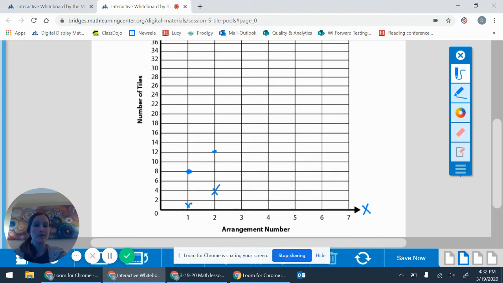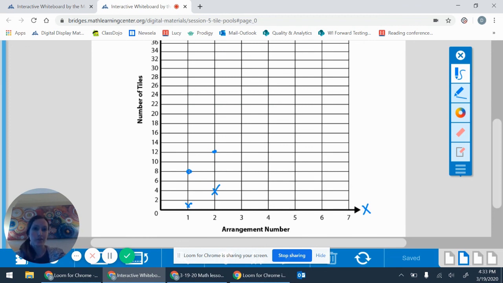Awesome. I'm hoping you are following along. If at any point you need to pause the video, you can always do that. Your job now is to finish graphing on page 213. Those will be the rest of your coordinate points. Then your next assignment is to do pages 214 and 215 in your student book.